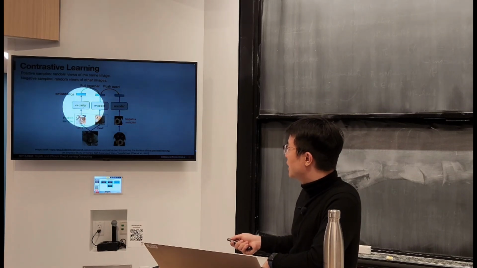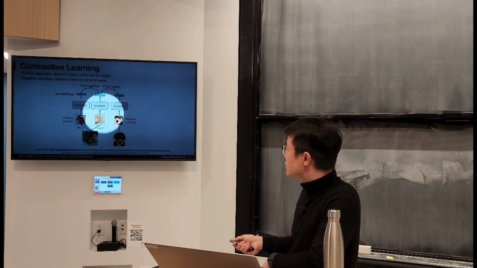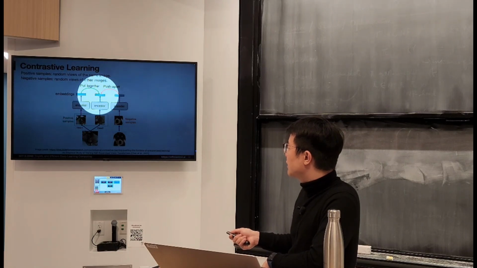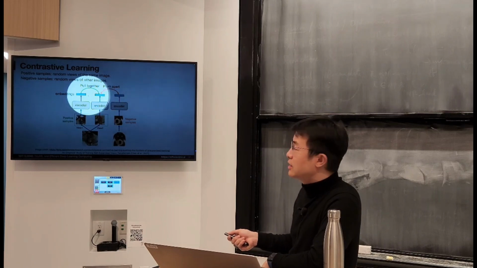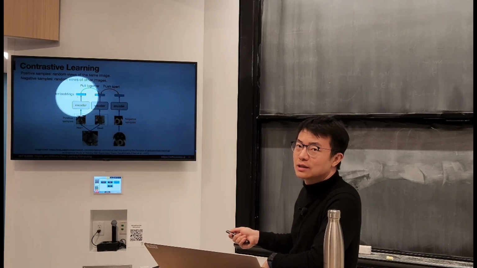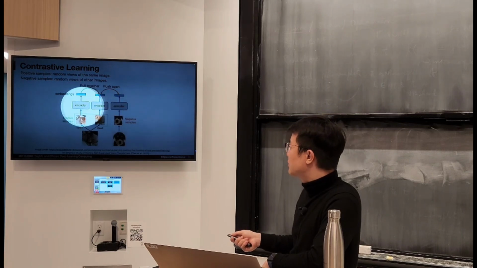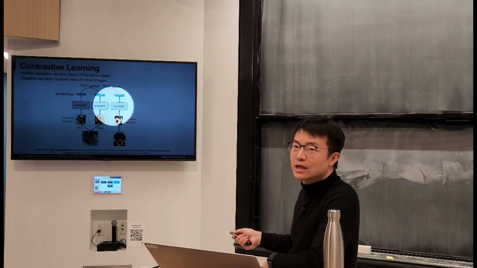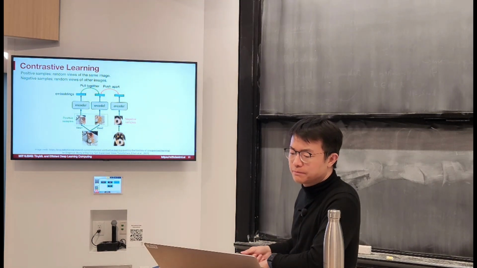Okay, so both the cats pass through an image encoder and then get an embedding. The embeddings from the cats should be similar to each other. So we are going to apply the loss to pull together the features from the cats and pull apart the features between the cat and the dog.